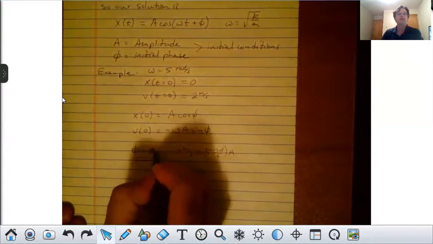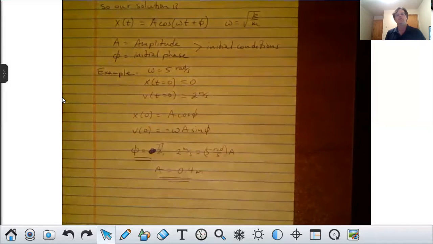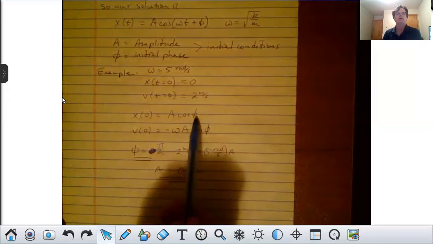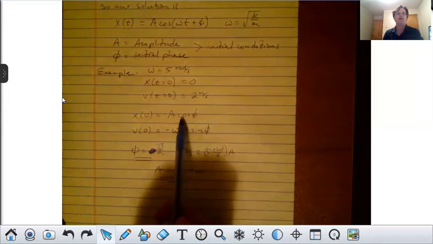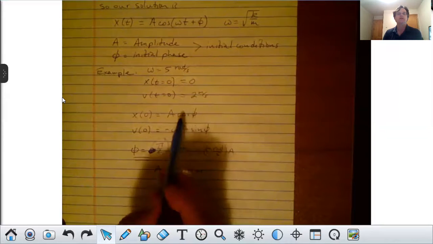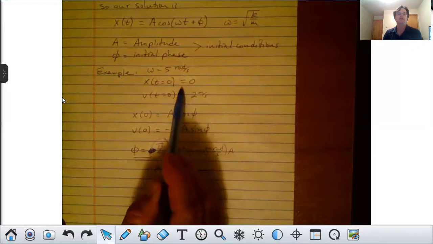So actually I made a mistake here. It should be pi over 2. Maybe you can see that what if the initial phase were 0? Well, the cosine of 0 is 1, so this would mean the motion started at the amplitude. But in our case, the phase is pi over 2, satisfying that first initial condition.